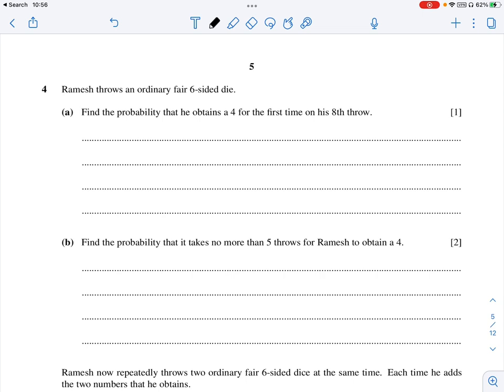Question number 4. Ramesh throws an ordinary fair 6-sided die. Find the probability that he obtains a 4 for the first time on the 8th throw. So the probability of getting a 4, the probability of success, is 1 upon 6. Failure is 5 upon 6.